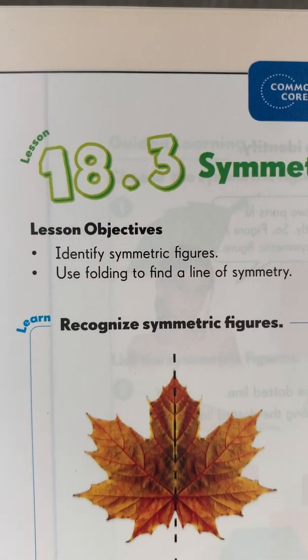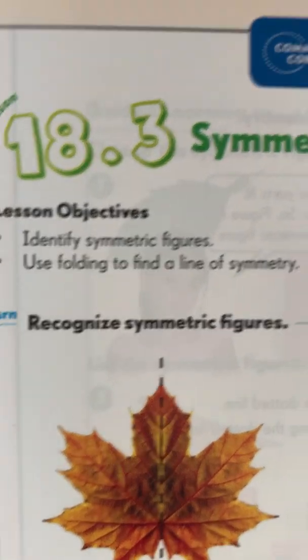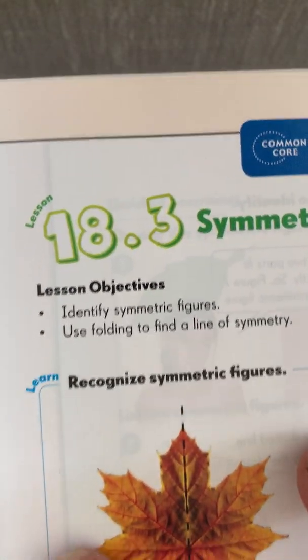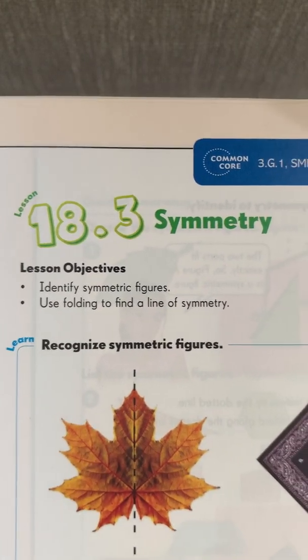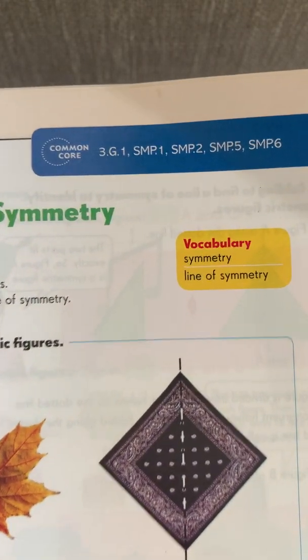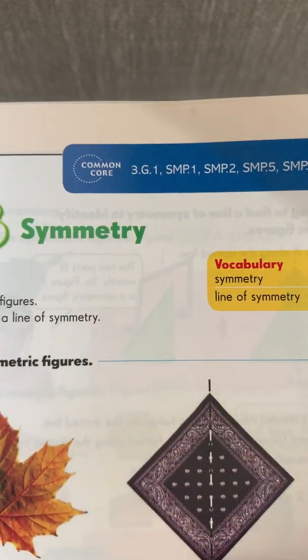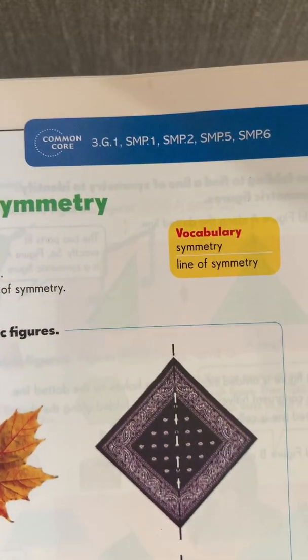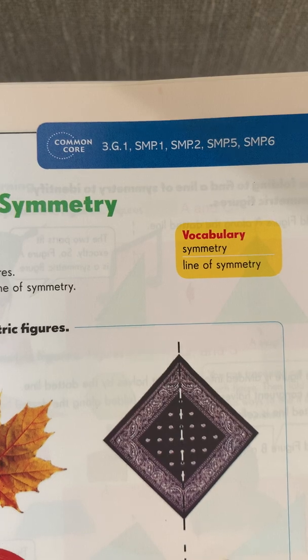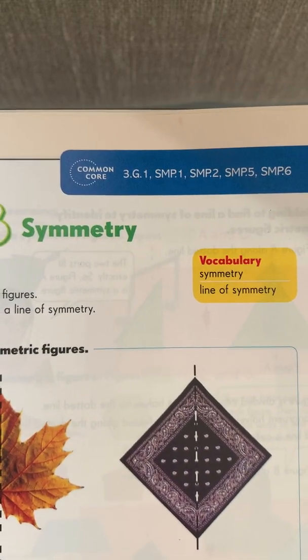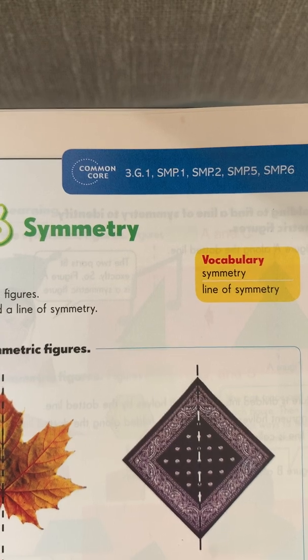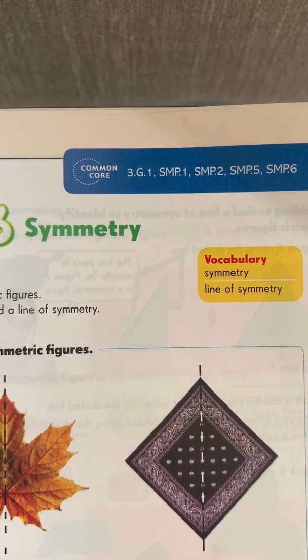So this maple leaf is symmetrical. Because if I were to take both sides and I were to fold these in half, it would be the same. Let's take a look at the bandana. What is this line called? Excellent, Beatrice. That's called the line of symmetry. And remember, the line of symmetry is the line where it could be folded so that both sides are symmetrical.